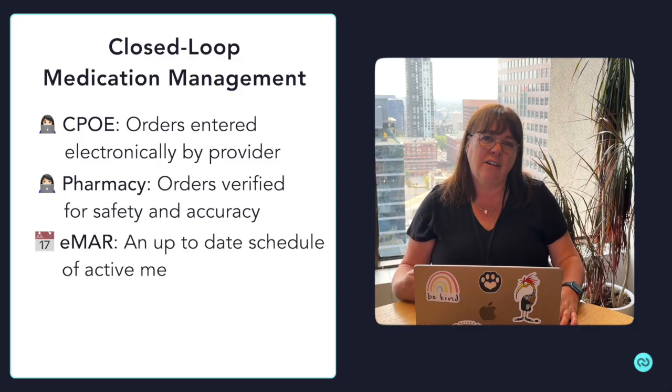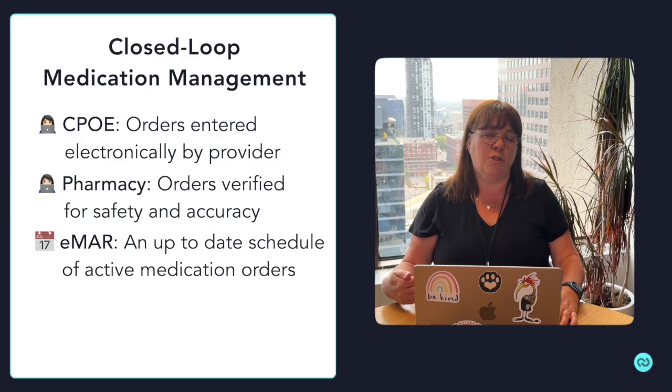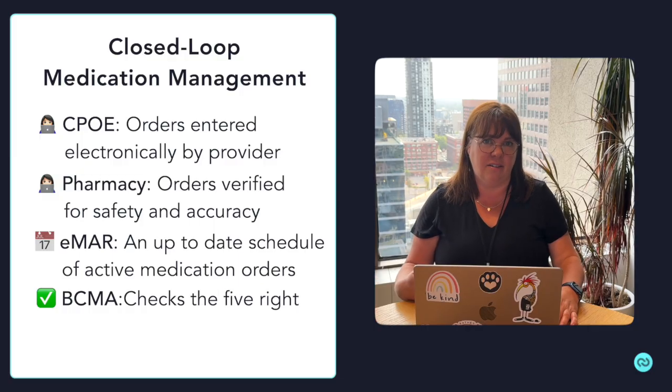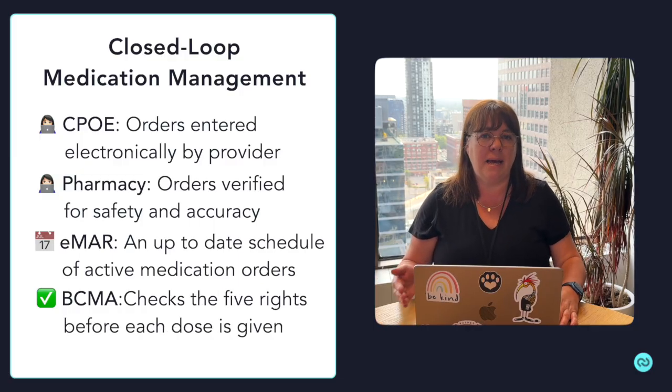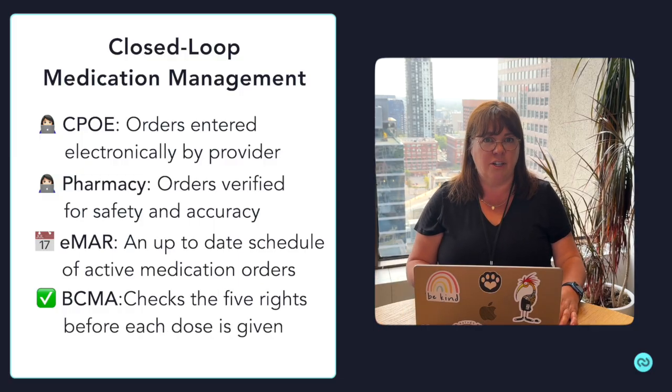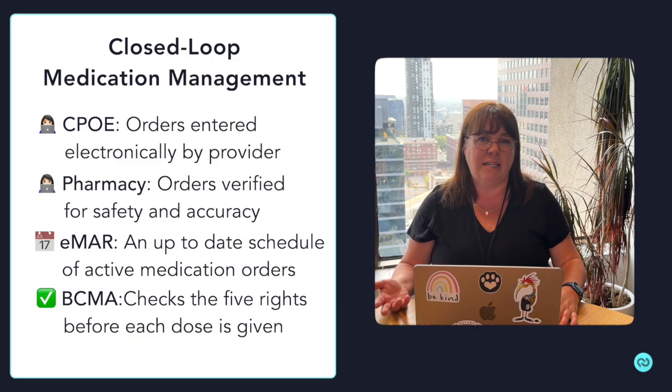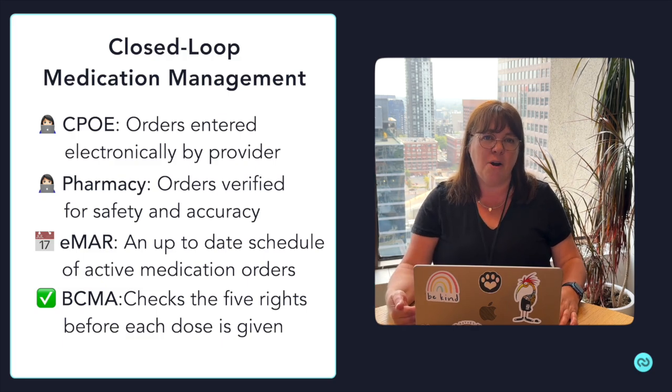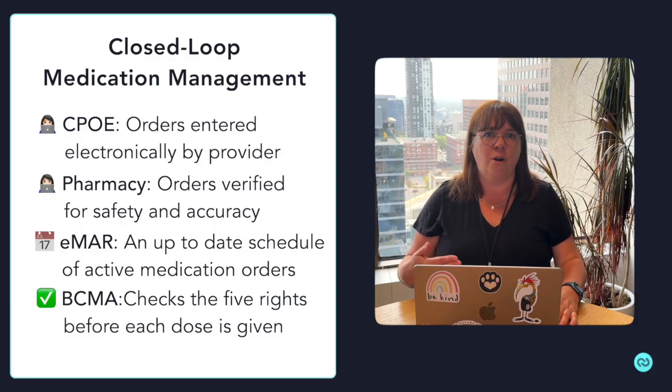This creates a clear schedule for nursing staff and shows what's been ordered, when it's due, and in the context of what's already been given. At the bedside, BCMA is the final safeguard. Nurses scan the patient's wristband and the medication barcode to confirm the 5 rights. If something doesn't match, the system won't allow you to proceed. BCMA then updates the eMAR and allows for the information to be leveraged in clinical decision support when future orders are entered.